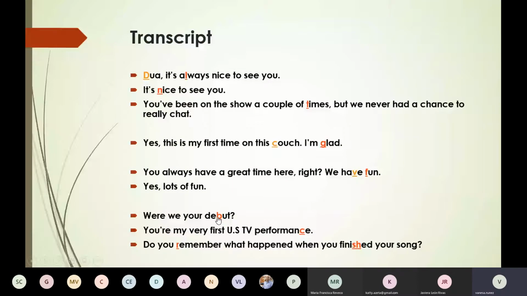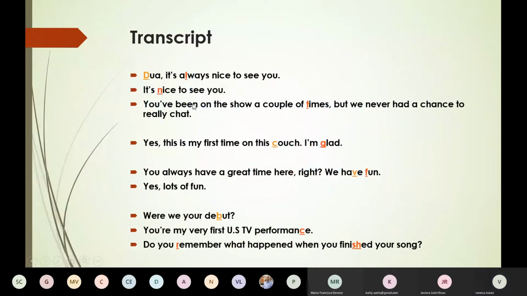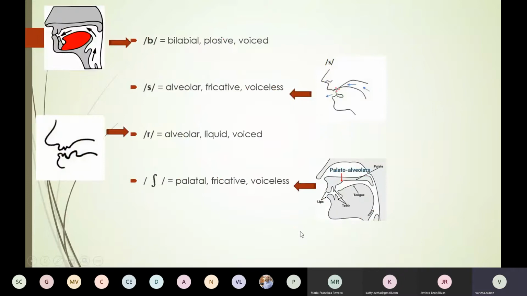The consonant sound B is bilabial, which means we use both lips to produce it. It is plosive and voiceless. The sound in this case for performance is alveolar because there we raise our tongue to the alveolar ridge, and it is voiceless.